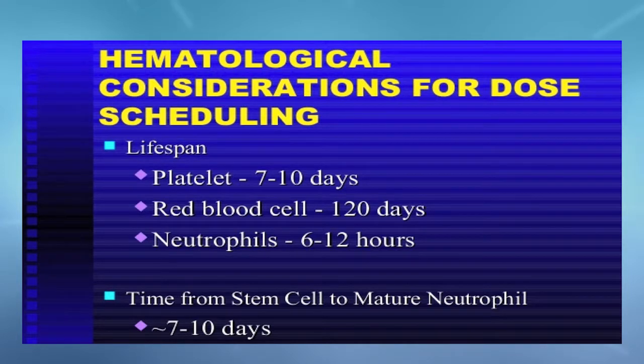But WBCs, such as lymphocytes and neutrophils, have a very short lifespan, from 6 to 12 hours, and you expect to see their drop within 2 to 3 days of the start of chemotherapy. These patients need to be watched because the patient doesn't have neutrophils, so he or she would not be able to fight infection, and they are prone to sepsis.